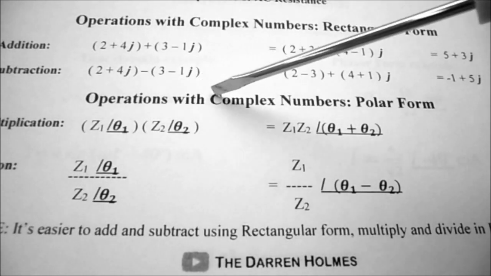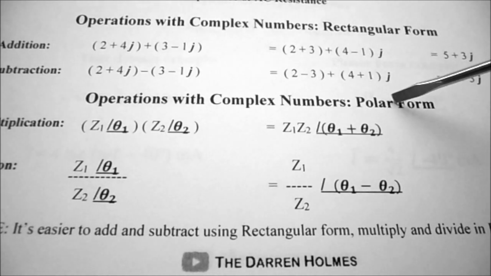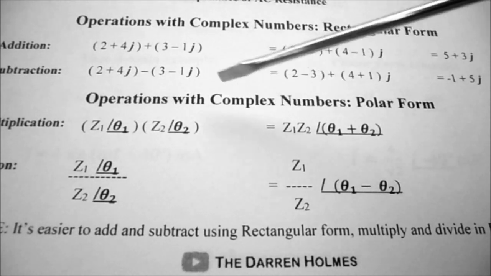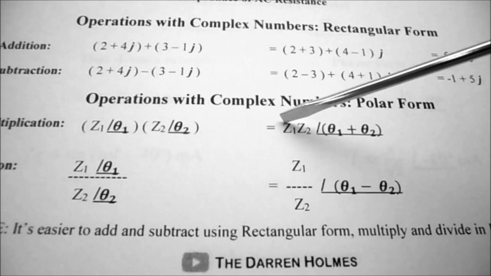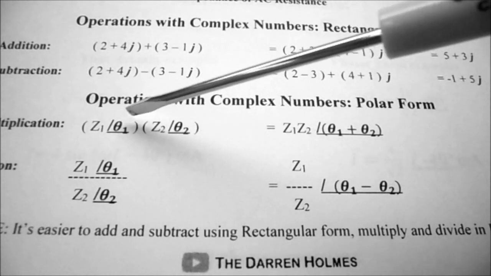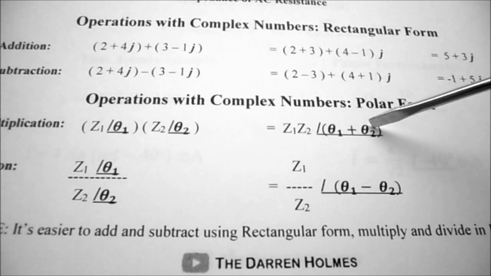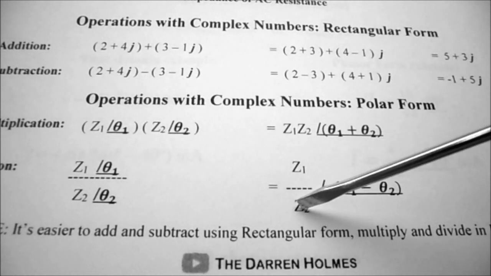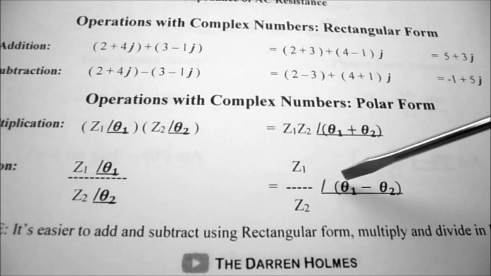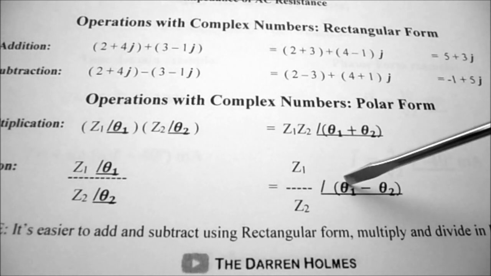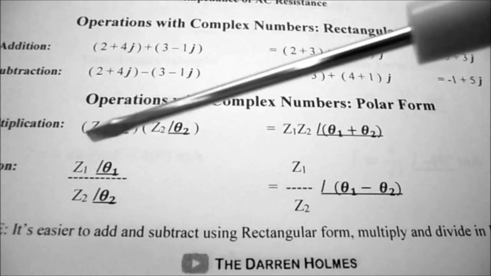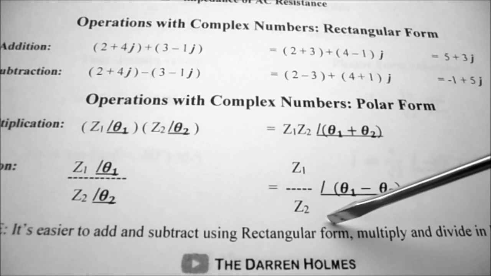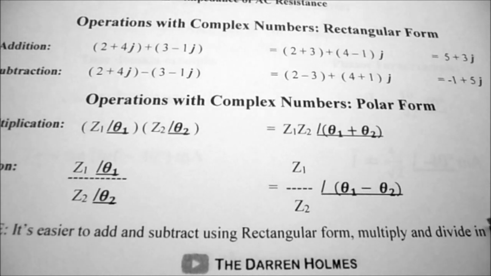Under operations with complex numbers in the polar form, when we do multiplication, all we do is multiply the two magnitudes together and add the two angles. When we do division, we divide the two magnitudes and subtract the two angles. So I've left a note here on the page that it's easier to add and subtract using rectangular form, multiply and divide in the polar form.